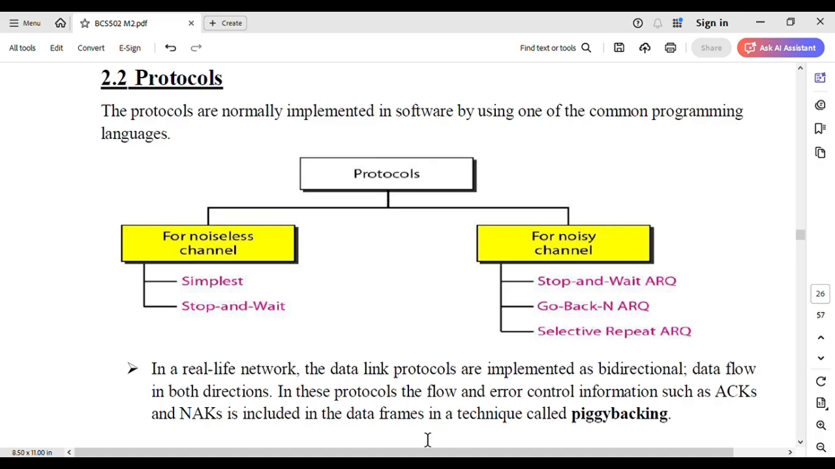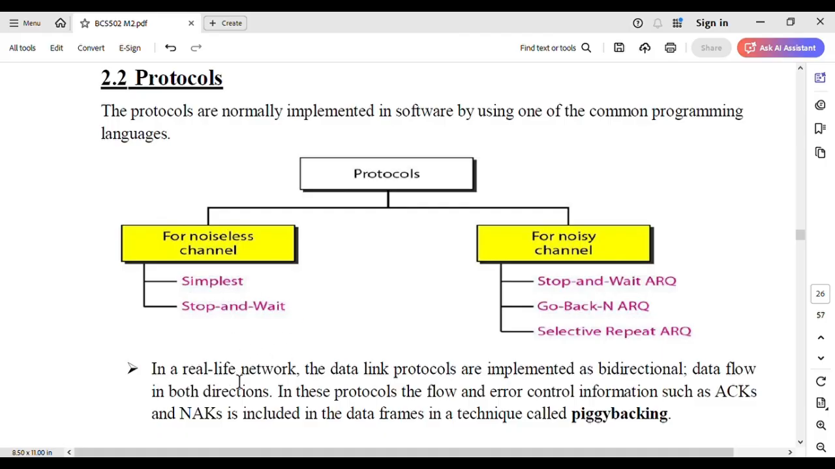Hi friends, in this video I will explain the simplest protocol for 6 marks or maybe 5 marks. This simplest protocol comes under the noiseless channel. Under that, two protocols are present. The first one is the simplest, and another one is stop and wait.